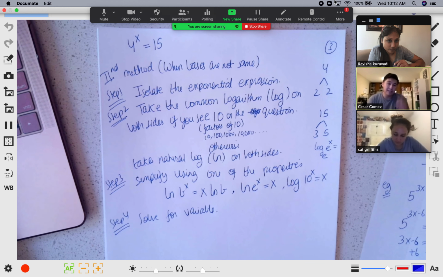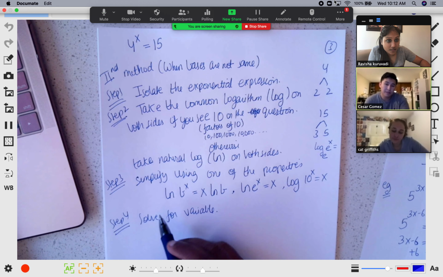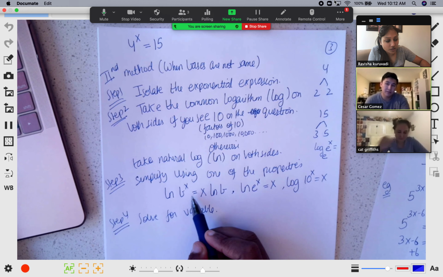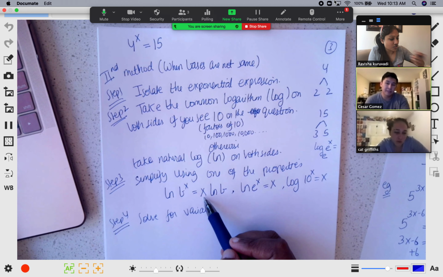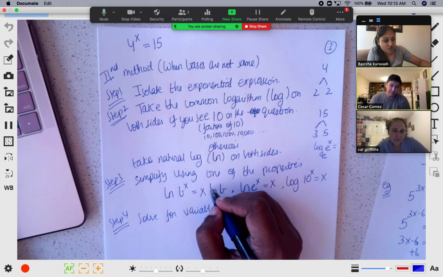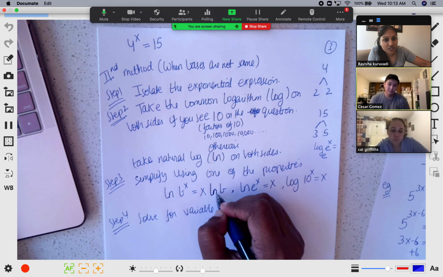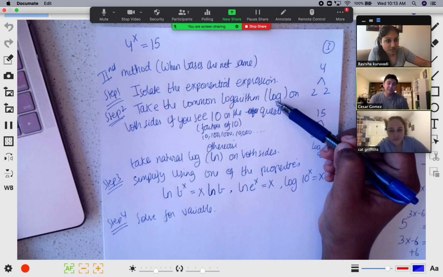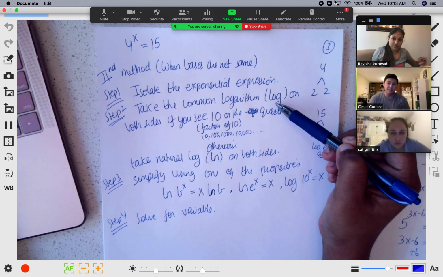So ln, what do those properties say? ln b to the power of x is equal to, remember log, what does it do? It throws the power in front. ln is just log, but it's known as natural log, and just log is known as common log. So these are the properties we were doing these last couple of days.